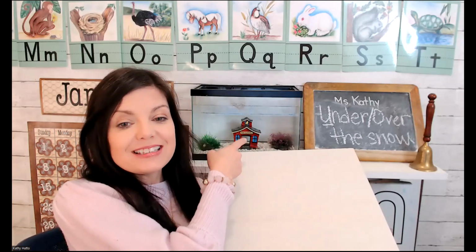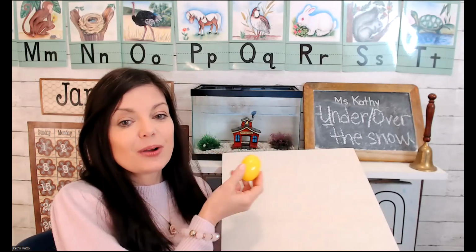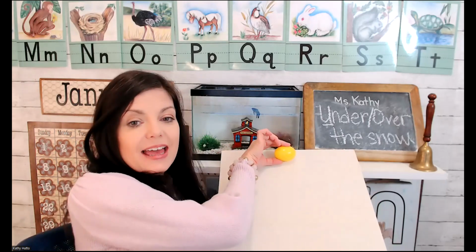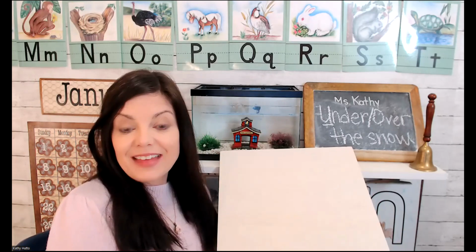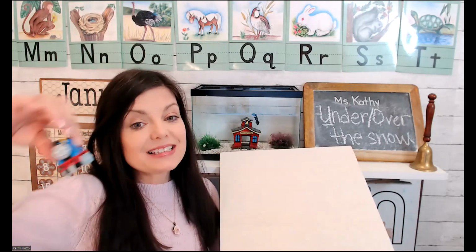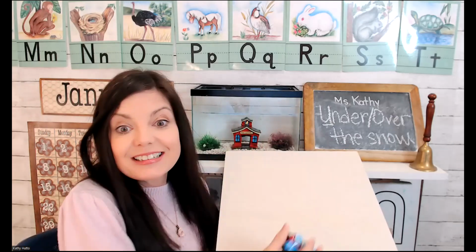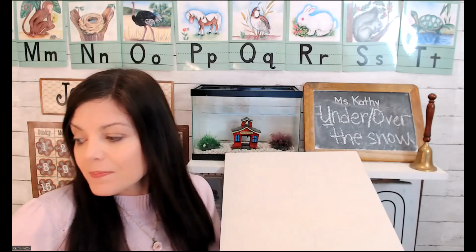There's Fred, by the way. Fred's peeking out. He's trying to see what we're doing. Fred, we're doing inclined plane practice. We're going to try this egg. Whoa, that one rolled really well. And I bet Thomas the train will go really fast too. Let's try it. Whoa. Wow, he was super fast.